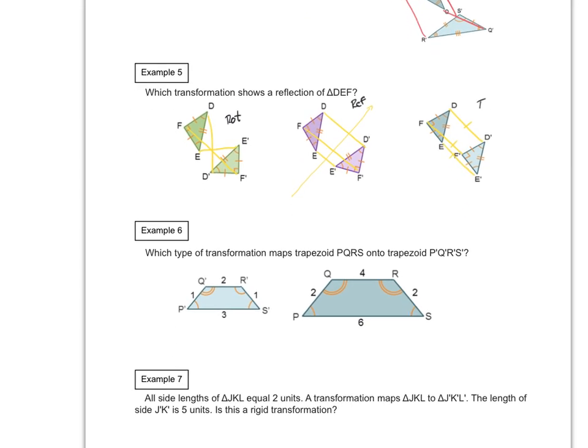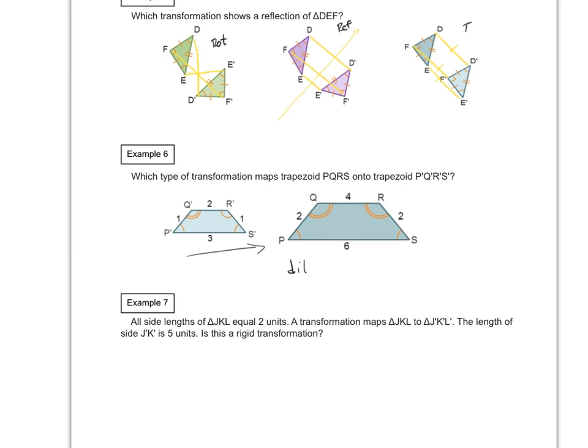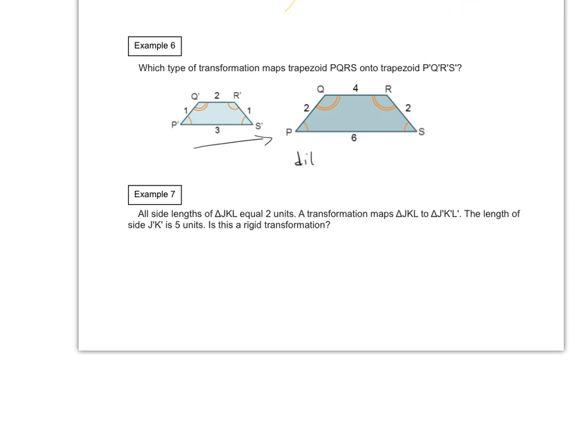Which type of transformation maps this trapezoid? Hey, this is going to be a dilation. Don't worry about it. We're going to cover that later. And let's see here. And don't worry about this one. It is also covering dilation. So the basic rigid transformations, understanding some of those characteristics.